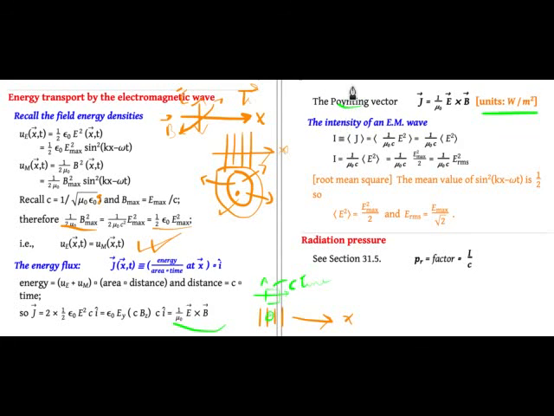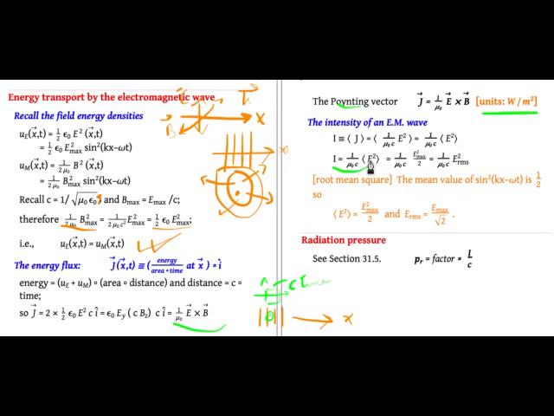The intensity of an electromagnetic wave is defined as the time average of the magnitude of the Poynting vector. It's 1 over mu naught E cross B, but B is E naught over C. So it's 1 over mu naught E squared over C. It's 1 over mu naught C times the time average of E squared. So intensity of an electromagnetic wave is 1 over mu naught C times the time average of E squared.